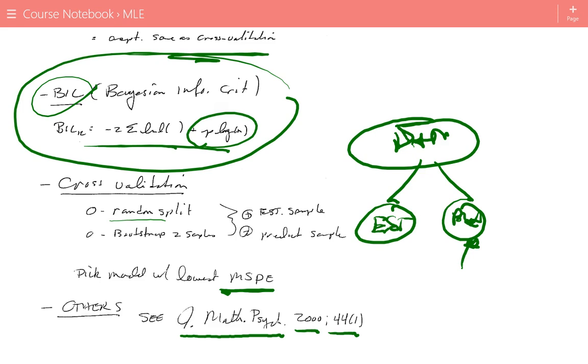So this ends this particular session, and you can go on to the next session to understand some of the other types of tests that we use in estimation.